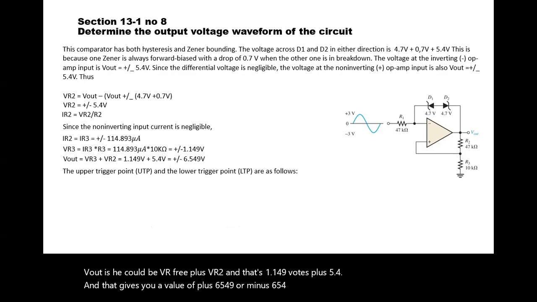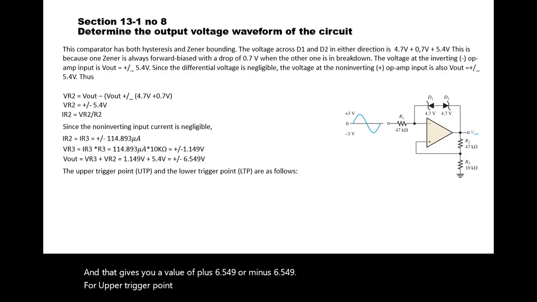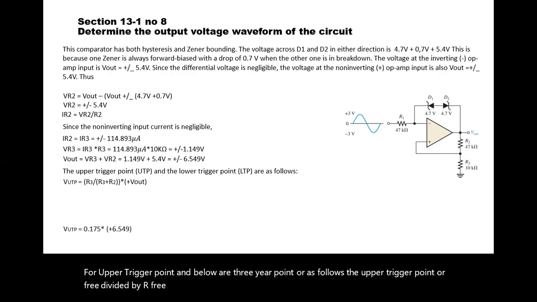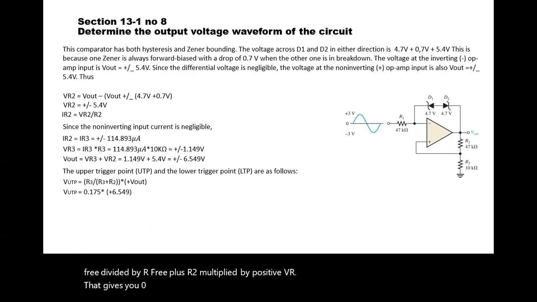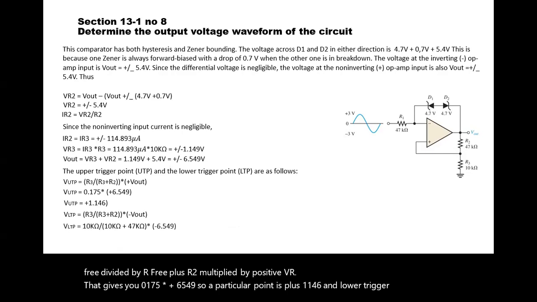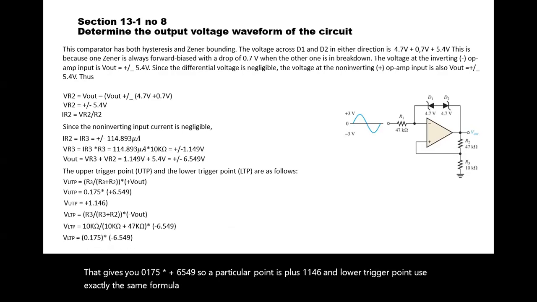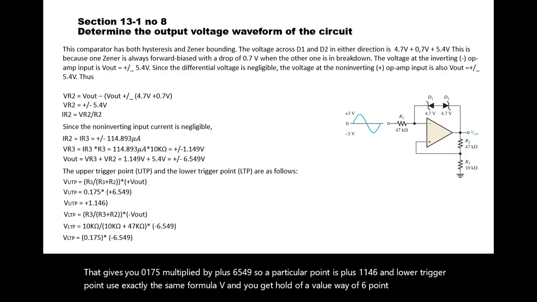The upper trigger point and the lower trigger point are as follows. V upper trigger point is R3 divided by R3 plus R2 multiplied by positive V out. That gives you 0.175 multiplied by plus 6.549. So the upper trigger point is plus 1.146. And the lower trigger point, use exactly the same formula there, and you get a value of minus 1.146 volts.